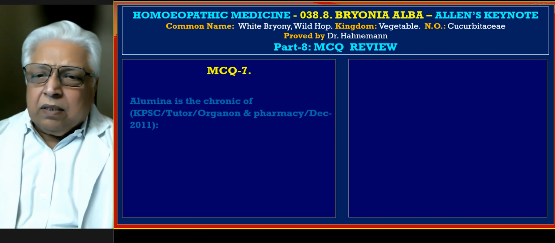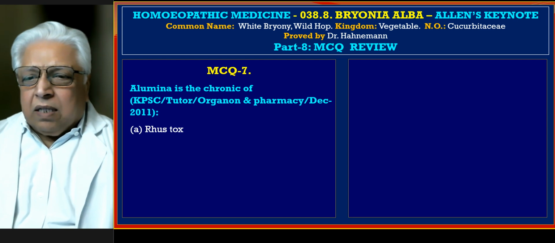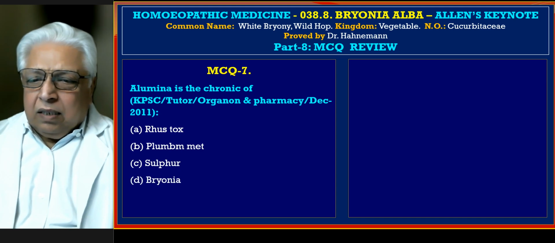MCQ 7. Alumina is the chronic of. Variables are A. Rhus tox, B. Plumbum metallicum, C. Sulphur, and D. Bryonia. The answer is D, Bryonia.